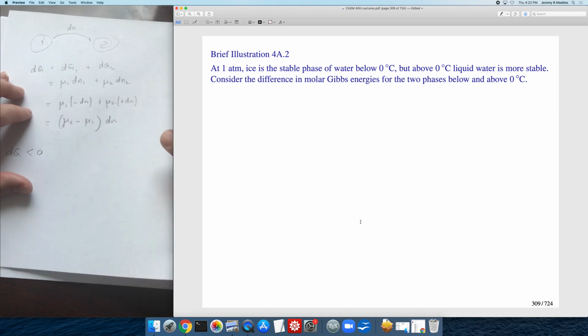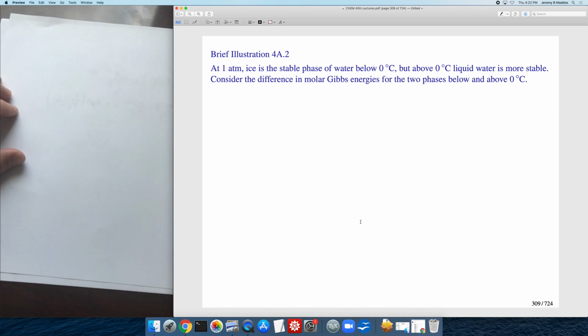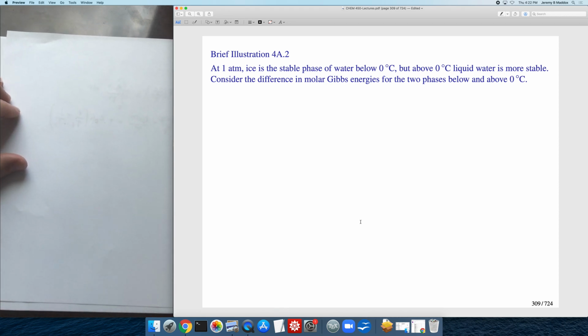So here we're going to think about ice in the context of molar Gibbs energy and chemical potential. We all know that ice is the stable form of water at temperatures below 0 degrees Celsius, but above 0 degrees Celsius, liquid water is more stable. So comment on the difference in the molar Gibbs energies for the two phases, both below and above 0 degrees Celsius. Well, the rule is that nature goes from high chemical potential to low chemical potential.